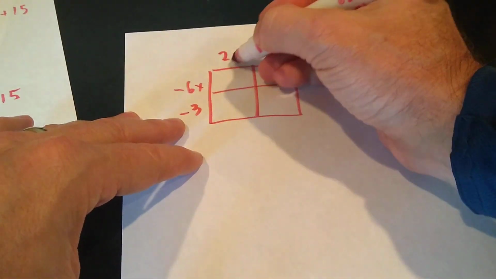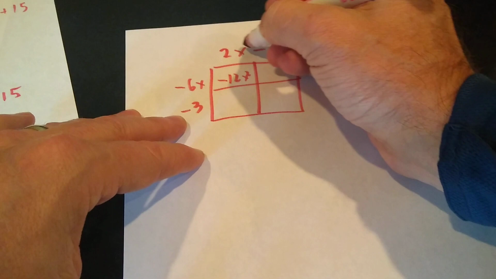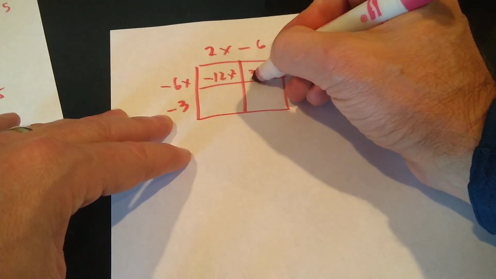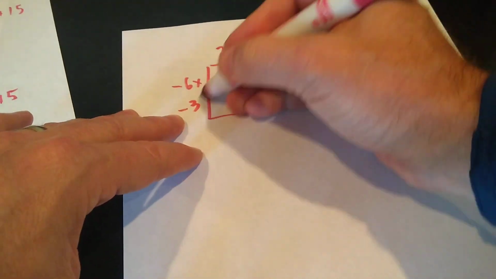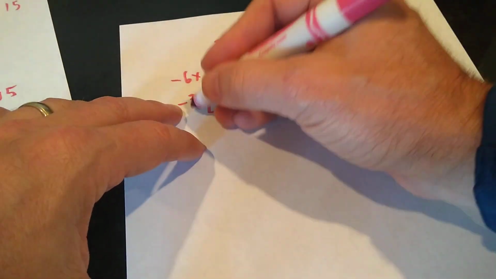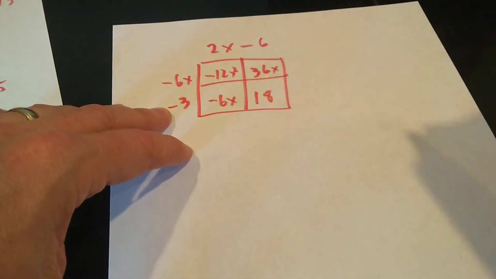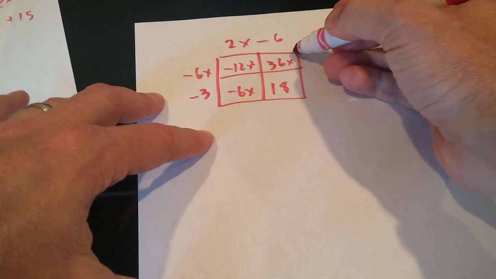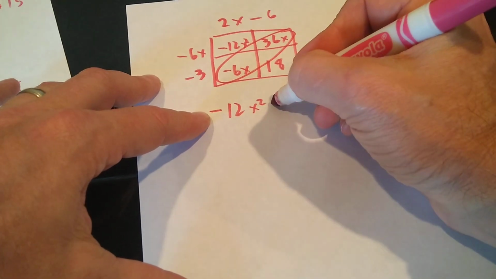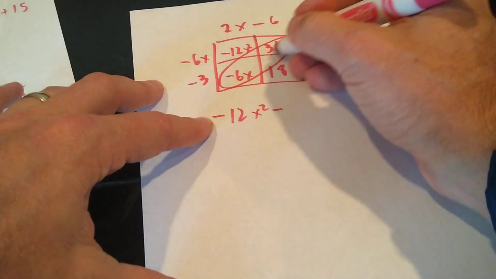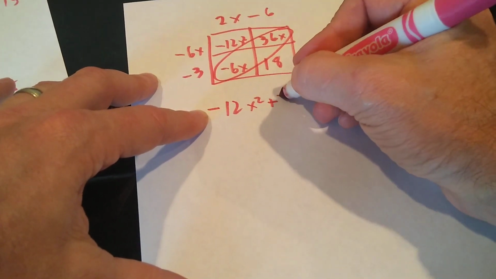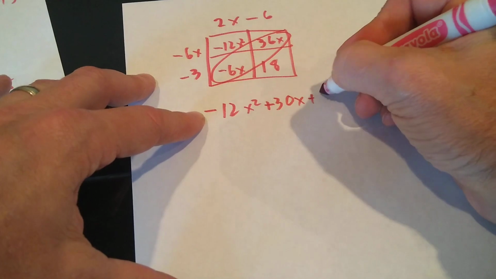This section of the box is negative 12x squared, just multiplying those two. Negative 6 times negative 6 is going to be a positive 36x. The 2x times the negative 3 is going to be a negative 6x. And the negative 6 times the negative 3, negative times the negative is a positive, so it's an 18. And then if I want to write this more simply, those two combine. So this can be written negative 12x squared, then 36 and the negative 6. So I subtract them and keep the sign of the larger. So that's going to be a 30x, and then plus 18.